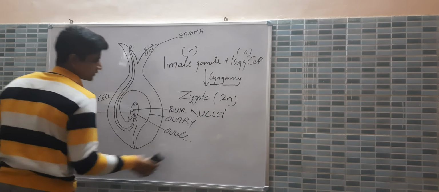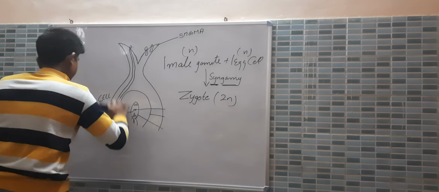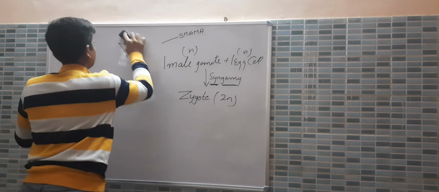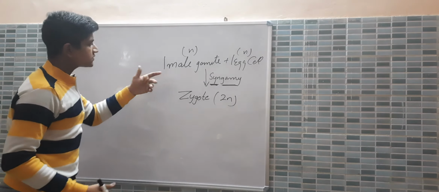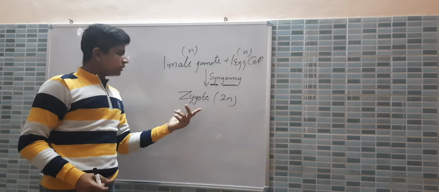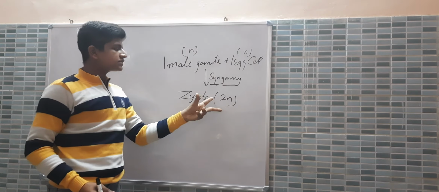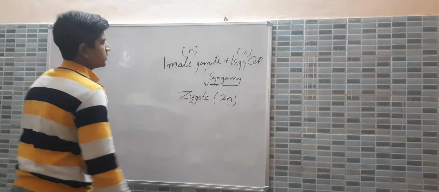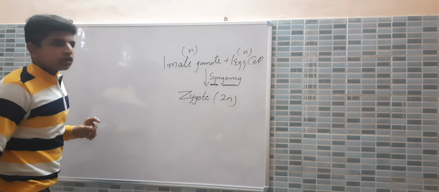I'm erasing this diagram so that you can get more clarity. The first process that we have seen is one male gamete combines with one egg cell by the process called syngamy and forms a zygote, that is a diploid cell. So there were two male gametes. What about the other one? One will react with polar nuclei.